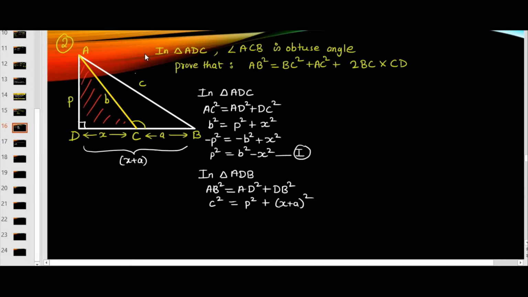Again, for this, we can use the formula, what is that? a plus b the whole square formula is a square plus 2ab plus b square. So, c square equals p square plus, using the formula, x square plus 2 times xa plus a square. So, we have got this equation, right? And let us write this as equation 2. Again, how we did in our previous question, similarly, we are going to substitute equation 1 in equation 2. We are going to replace this p square. So let us solve it here.